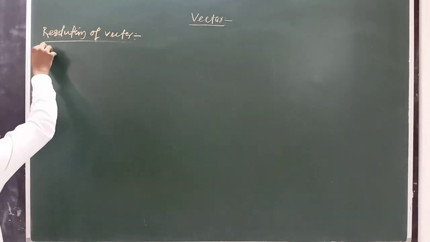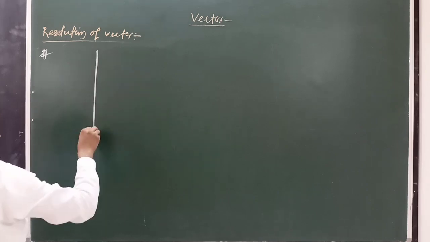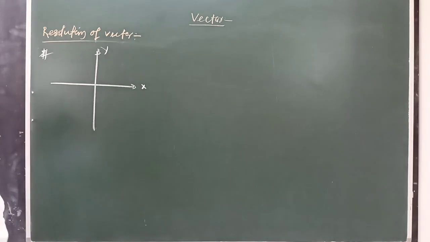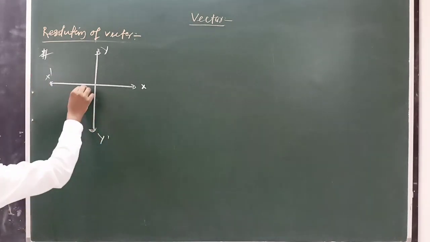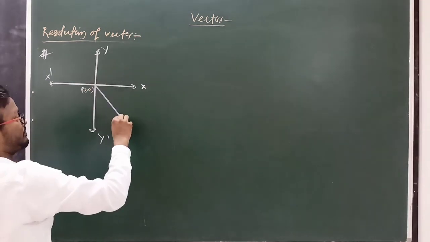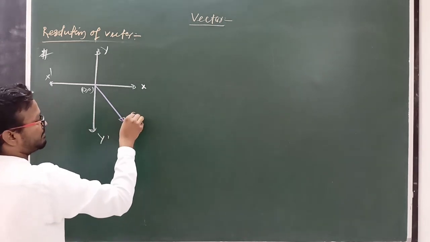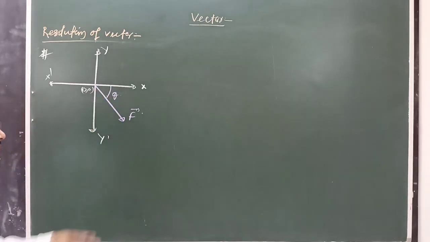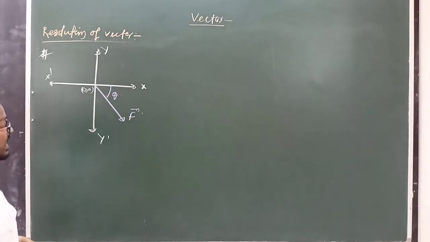Suppose I am taking another example here. X axis, y axis, and here negative x axis, or you can say x dash, and here y dash. This is the origin. Clear? And there is a vector. Suppose I am writing here this is vector f, which makes an angle theta. Find the rectangular component of this vector along x axis and y axis. So how can we find the rectangular component?